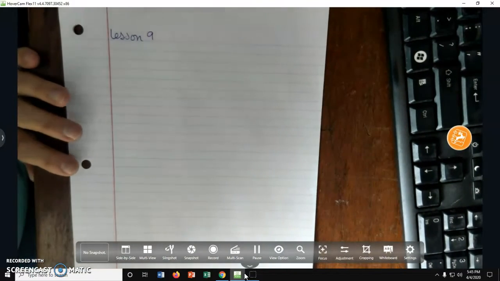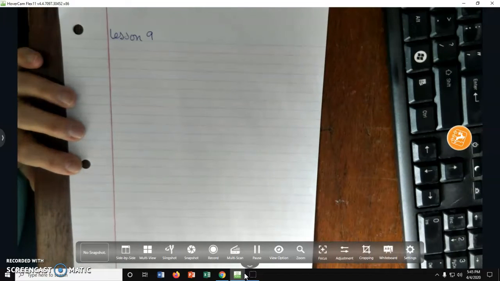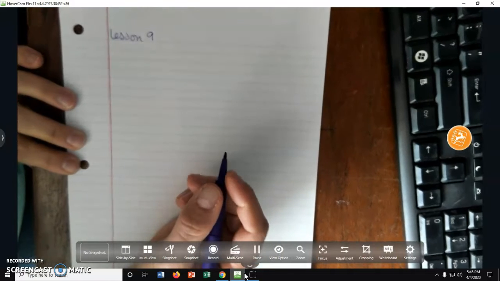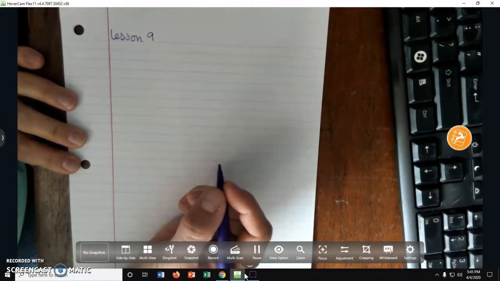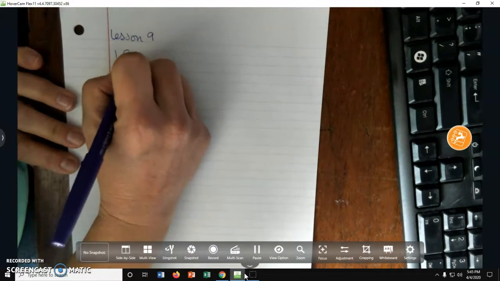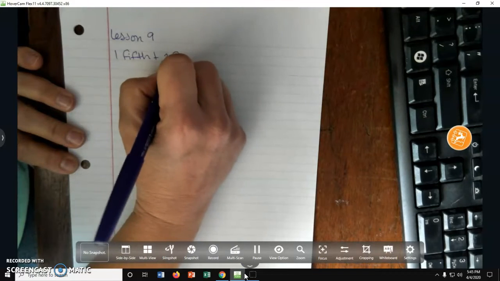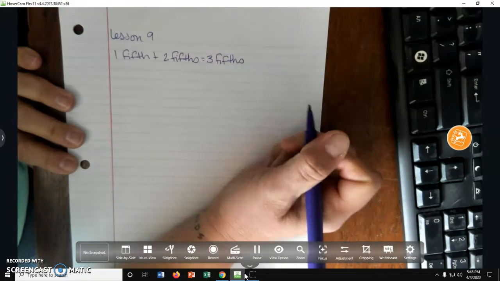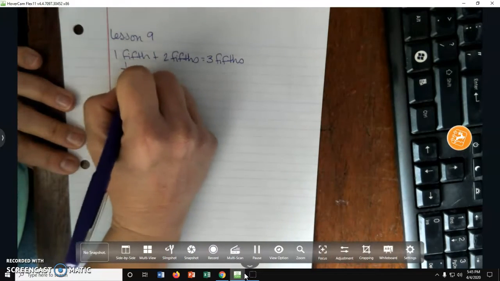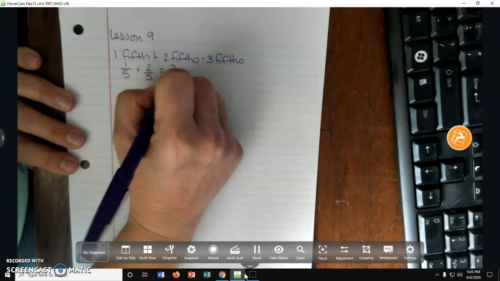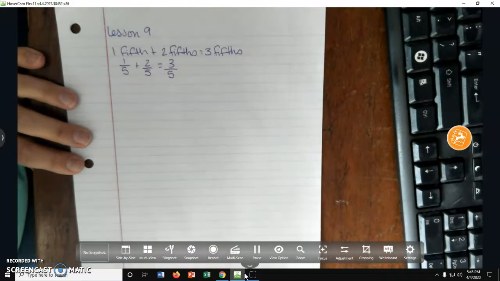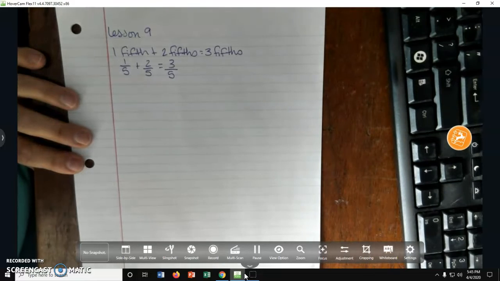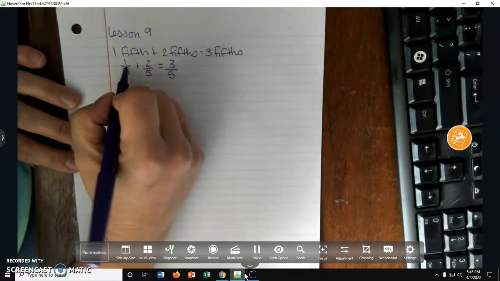So here we go. We are going to start with Lesson 9. Just as a really quick review, remembering if we have things written out in units. If I had 1/5 and I'm adding 2/5 to that, that is 3/5. So 1/5 plus 2/5 is 3/5. Knowing that, just seeing that as a little reminder. Remember, these are just our units.